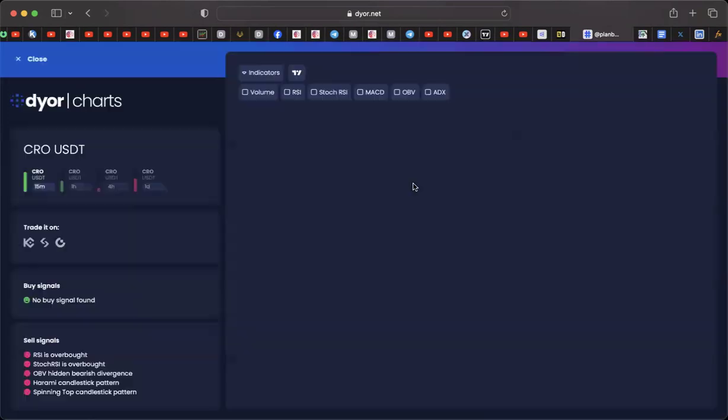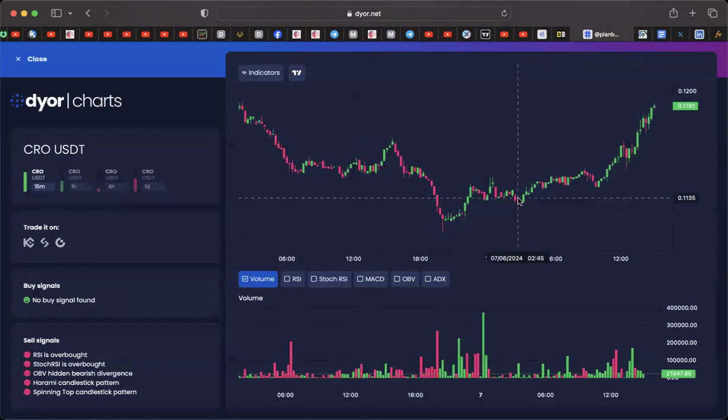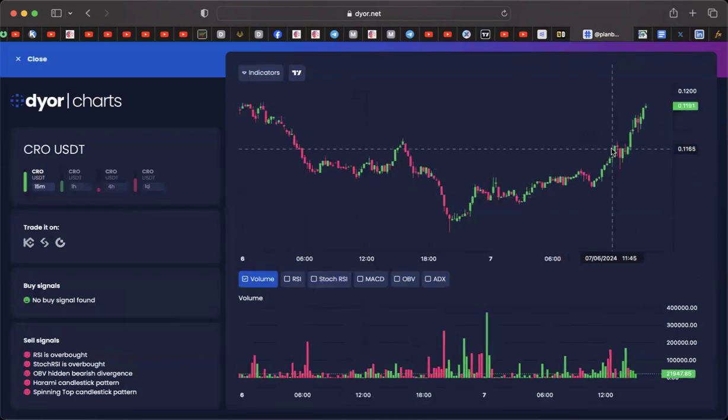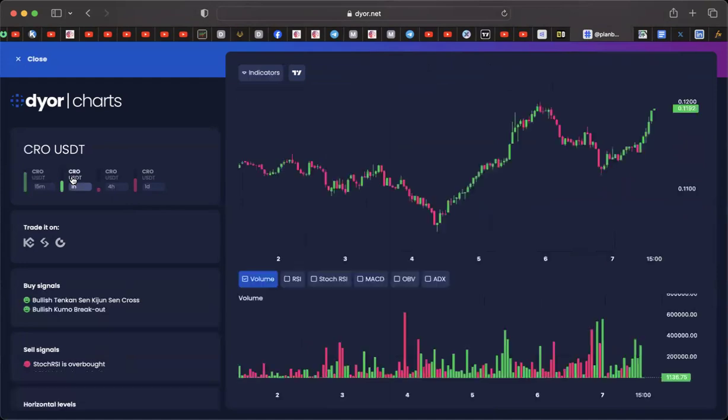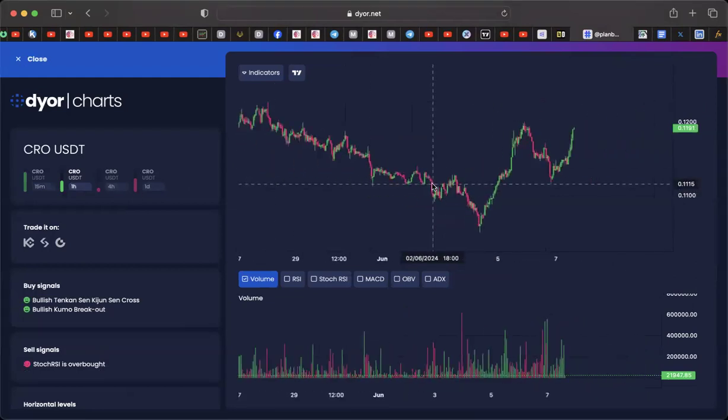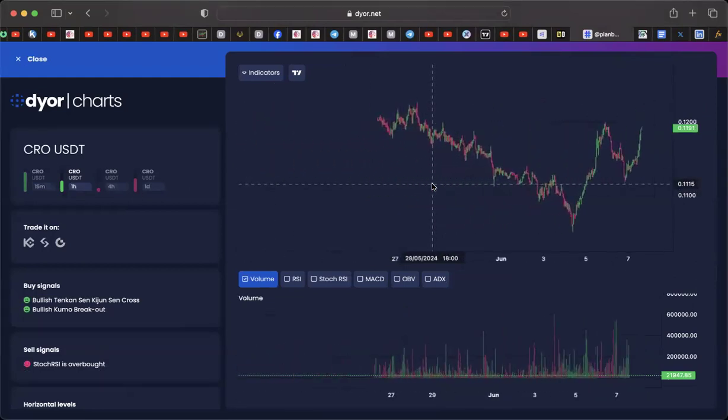Okay, I saw CRO pumping the other time. Do we have CRO? The only thing is that some of those meme coins may not be available there, but at least major cryptos. Wow. CRO, 11 cents. Okay, look at CRO.